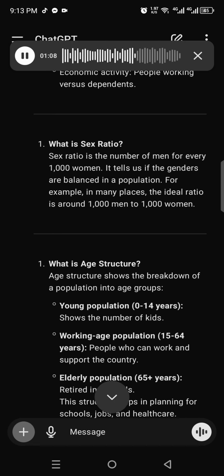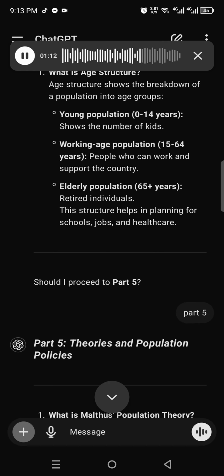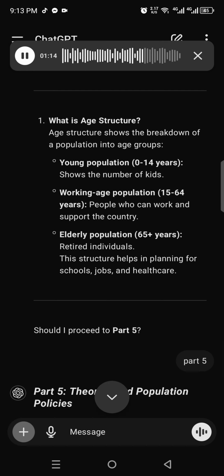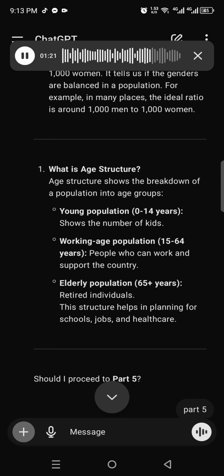4. What is sex ratio? Sex ratio is the number of men for every 1,000 women. It tells us if the genders are balanced in a population. For example, in many places, the ideal ratio is around 1,000 men to 1,000 women.